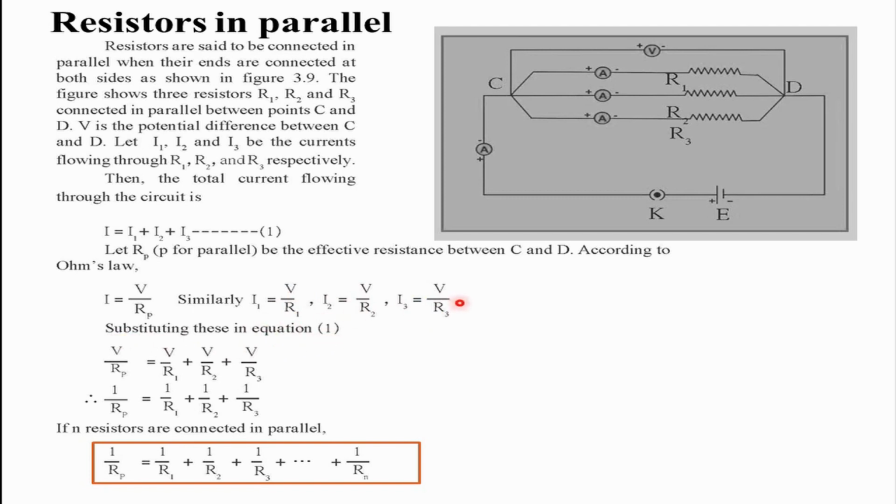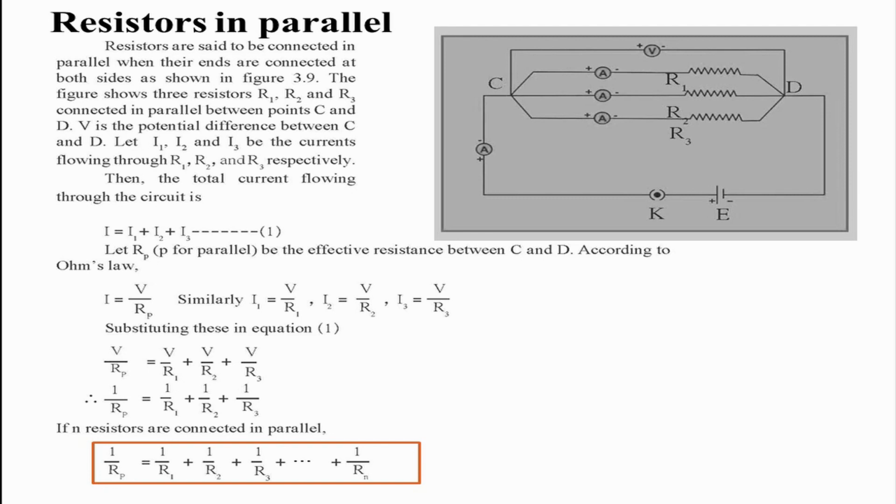Substituting this in equation number 1, we will get this value. This will be the representation over here, where V will be taken common and it will get cancelled. Whatever is remaining will be the equation for resistors in parallel. So 1 upon Rp, the effective resistance when resistors are in parallel, will be 1 upon R1 plus 1 upon R2 plus 1 upon R3. So if n resistors are connected in parallel, this will be the condition. I hope you understood this part.